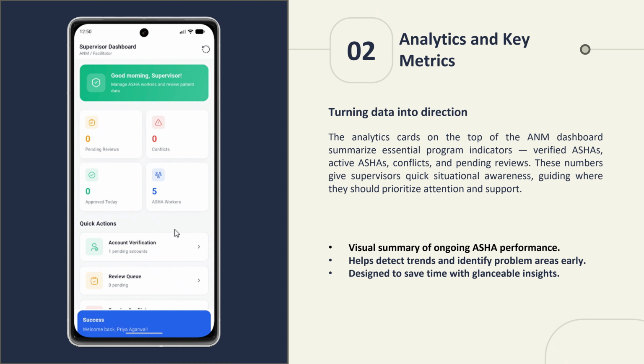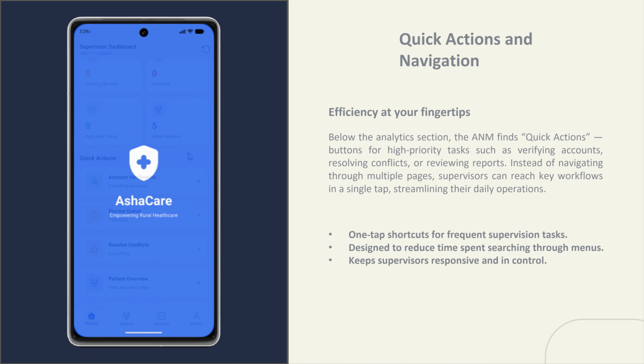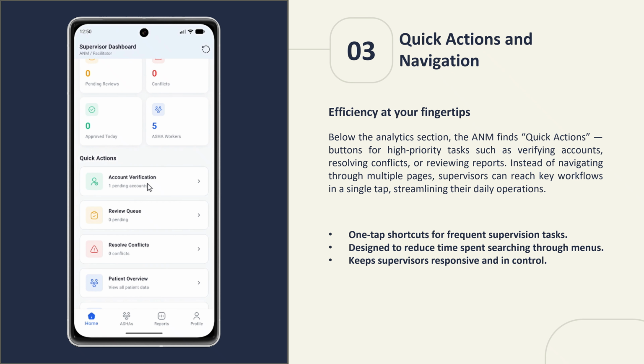Just below that, we can see the analytics section which provides key performance insights. These analytics include statistics such as reviews, conflicts, number of verified ASHA workers, and the count of active ASHA workers under the supervisor's ID. Following the analytics, we have a set of quick action buttons for easy management.